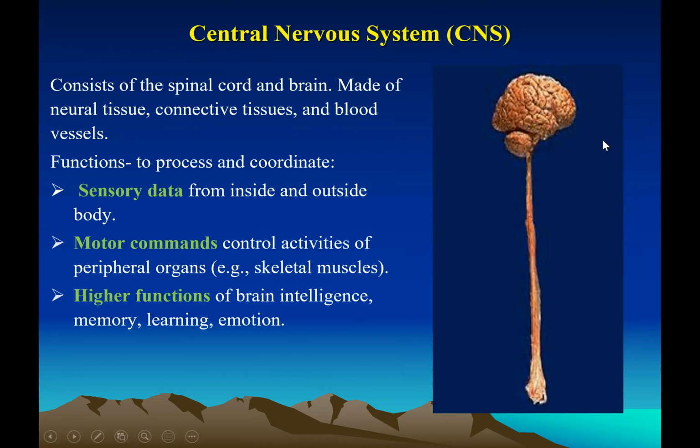So if you take the central nervous system, which includes the brain, it is made up of neural tissue, connective tissue, and a lot of blood vessels. It's a very needy organ. It needs a rich supply of ATP, glucose, for energy production. So as I told you, the main functions would be sensory, integration, and motor commands.